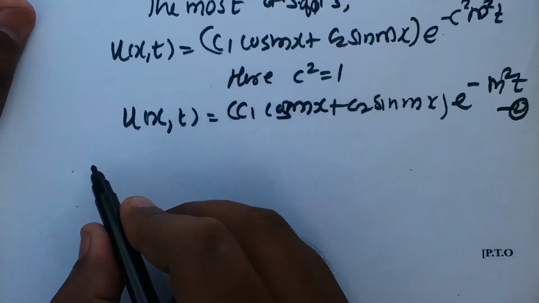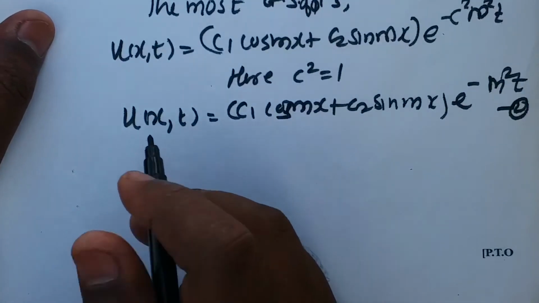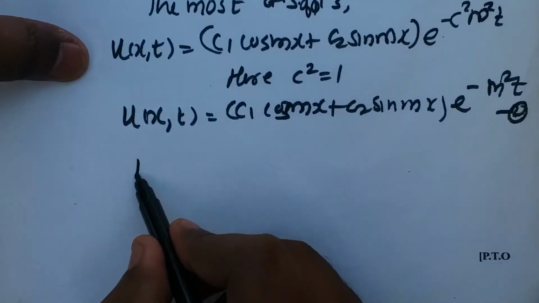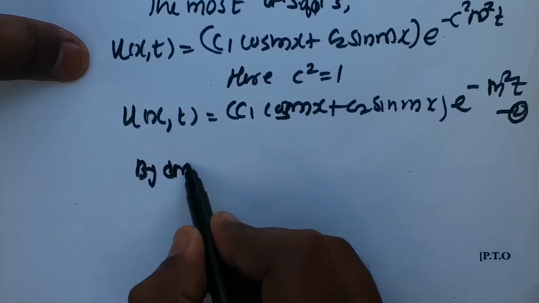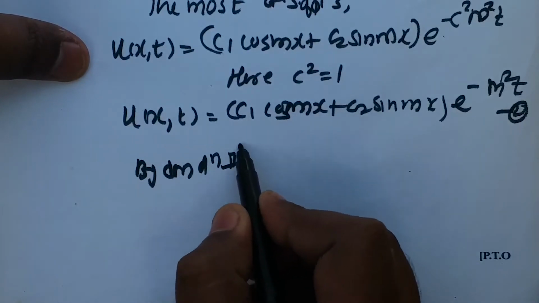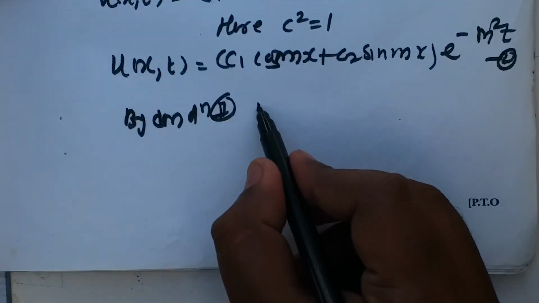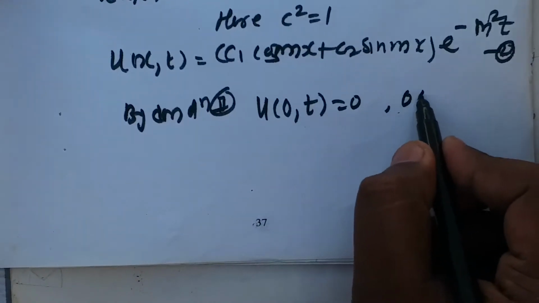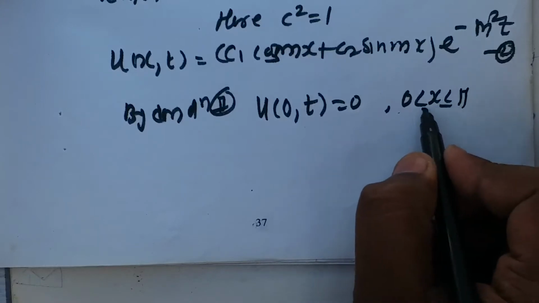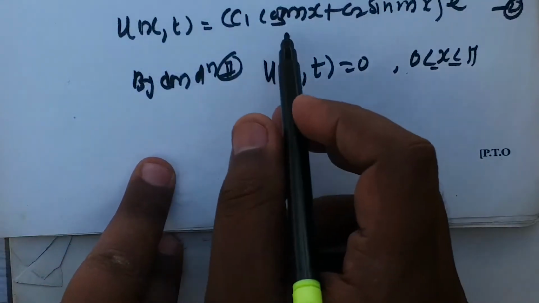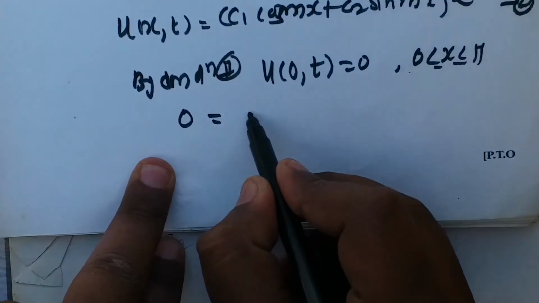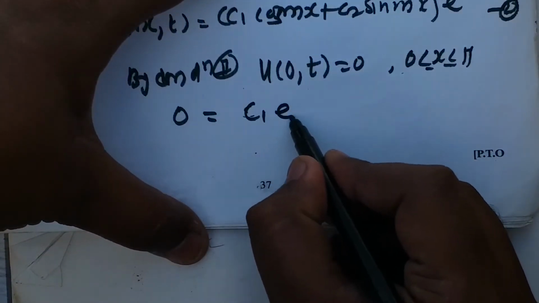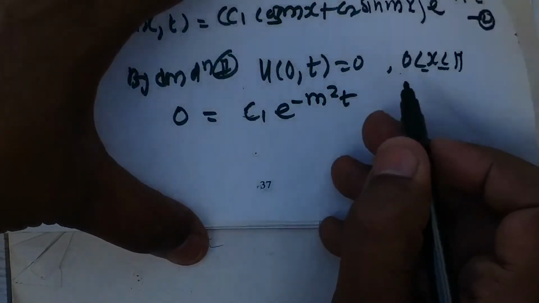Now let us start using the conditions. So very first we'll use boundary condition number 1. The first boundary condition is u of 0 comma t equal to 0, for 0 less than x less than pi. So put x equal to 0 here, so we'll get 0 equal to, sine 0 is 0, cos 0 is 1, so c1 into e raised to minus m square t.